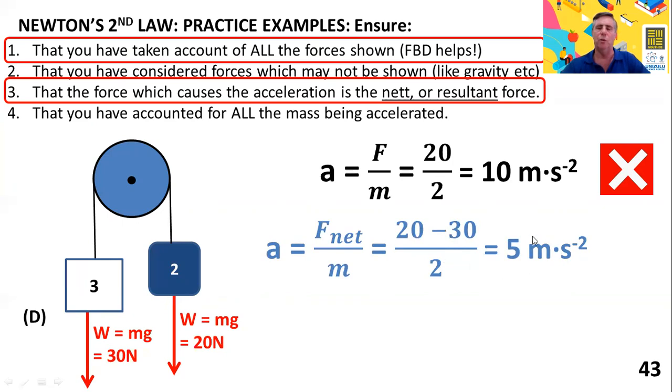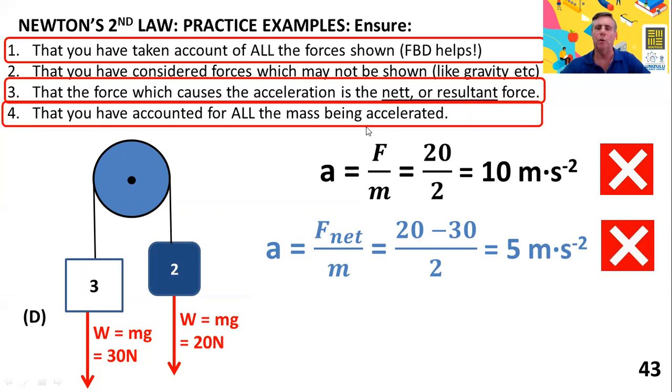That's 10 over 2, which is 5 meters per second squared. Again, no. Why? Because we haven't accounted for all the mass being accelerated. We're acting like only the 2 kilogram is being accelerated, but of course both of them are being accelerated. The 2 goes down, the 3 goes up, but they're both part of the system.